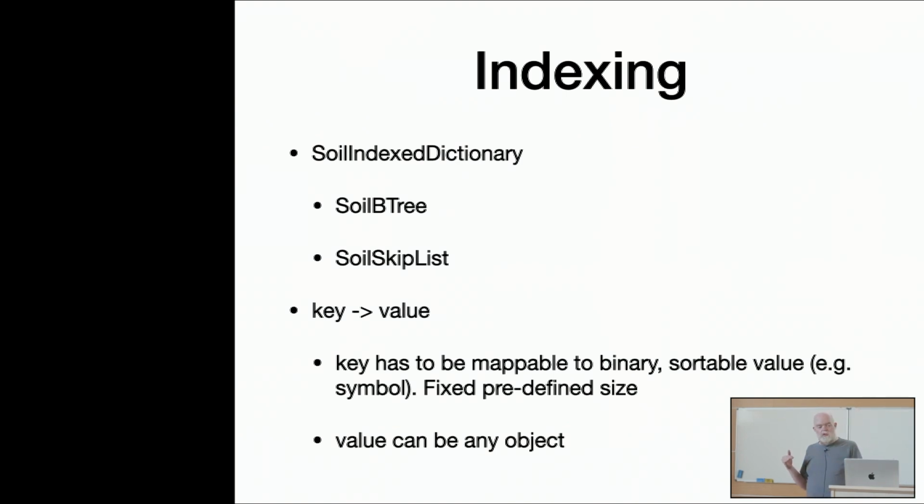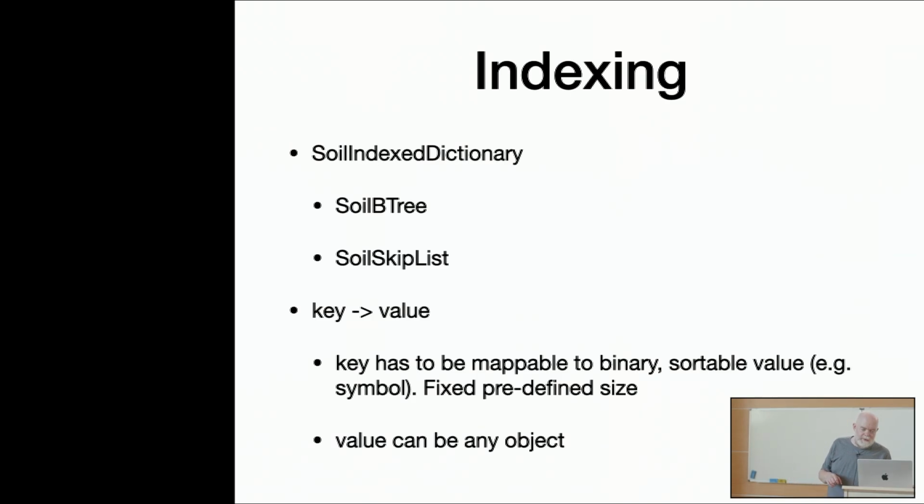So we have two versions of the index dictionary. One is a B tree and one is a skip list. The skip list is used in production. The soil B tree not yet, but it should be production ready. So all tests are green and it works nicely.